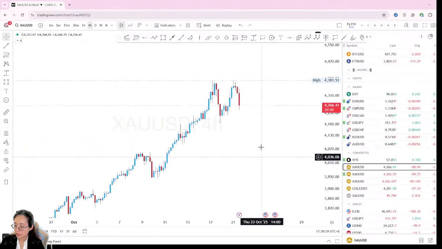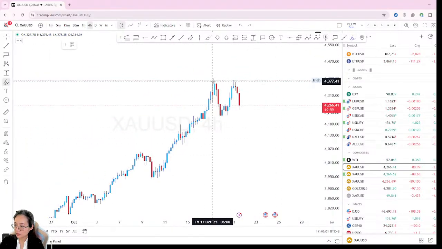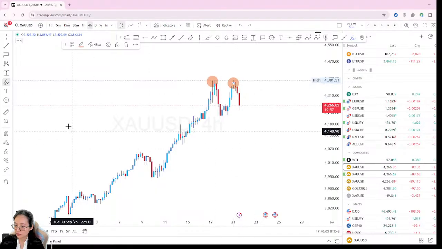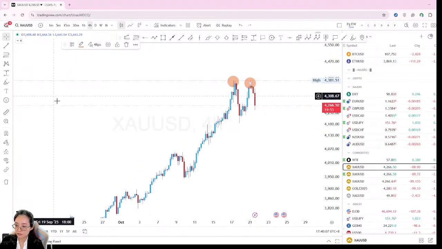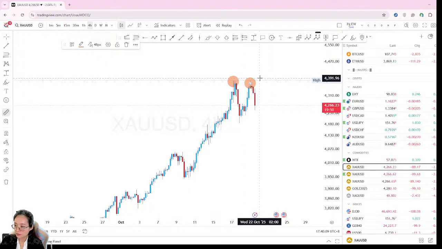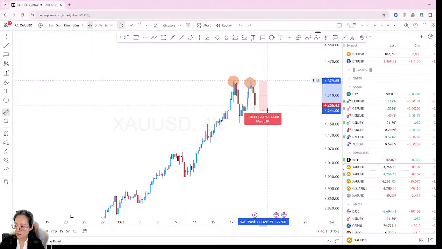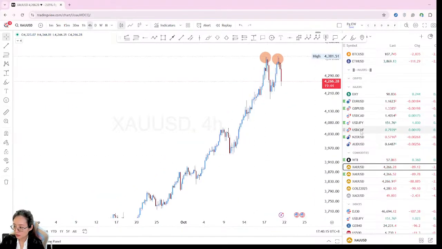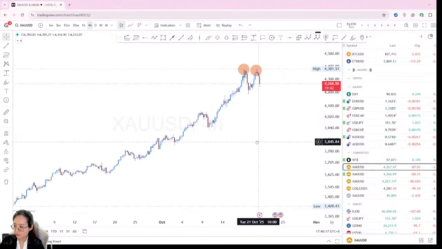Okay, look at gold, right? I think it seems like H4 is going to form the double top. Okay, this is going to form the double top. How much did they fall from the high? Oh, 1,300 pips.